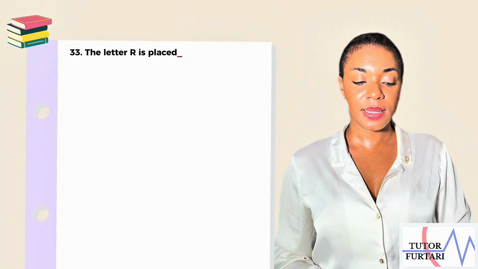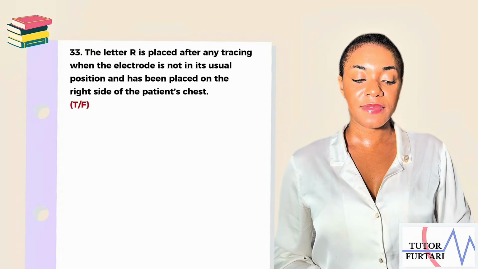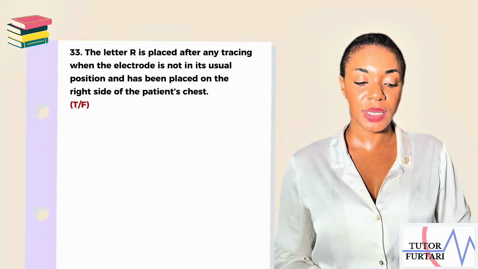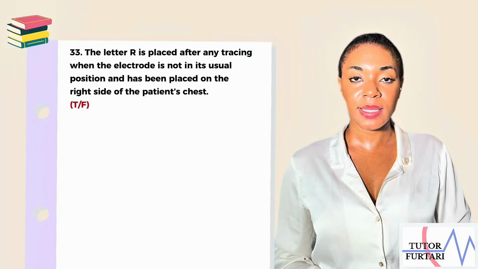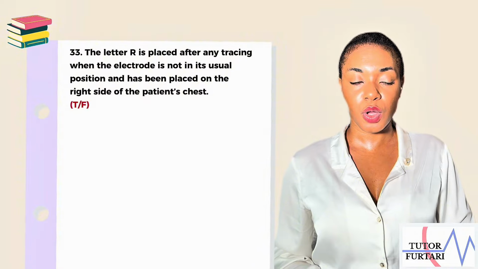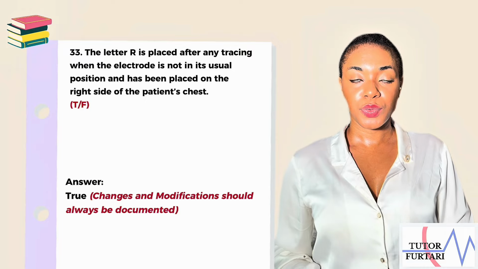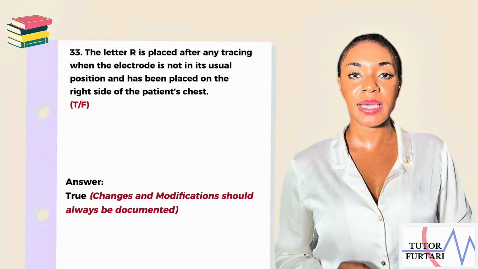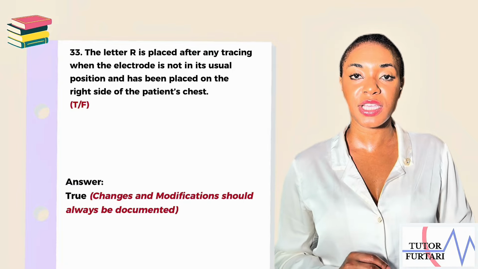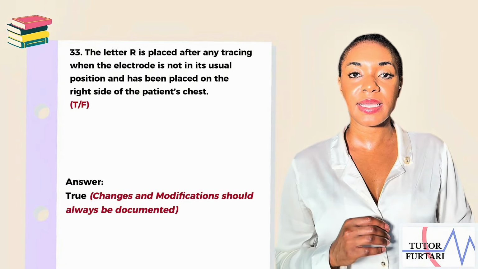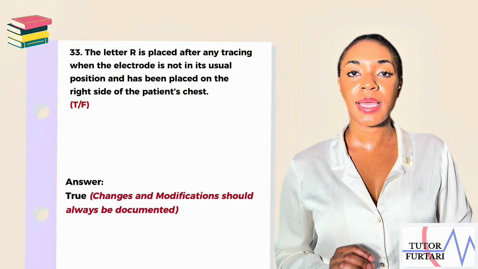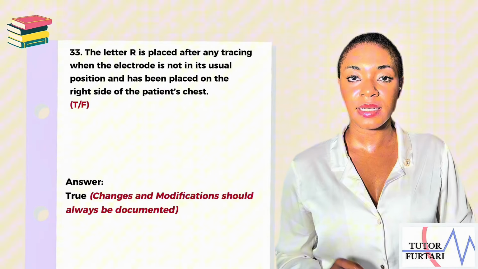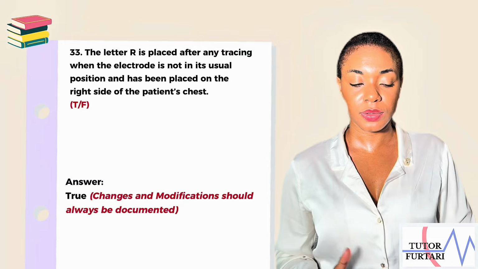33. Letter R is placed after any tracing when the electrode is not in its usual position and has been placed on the right side of the patient's chest. True or false? True. Remember, when there is a modification or a change in the placement or any kind of occurrence that happens during an ECG procedure, it must always be documented on the ECG result.